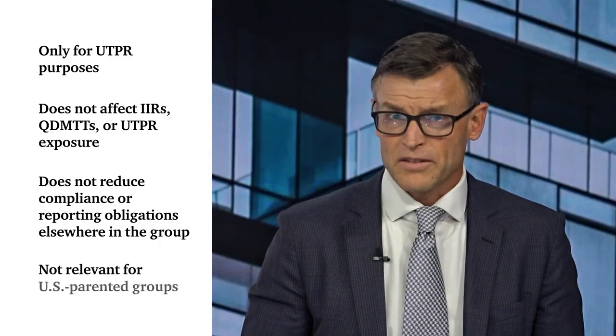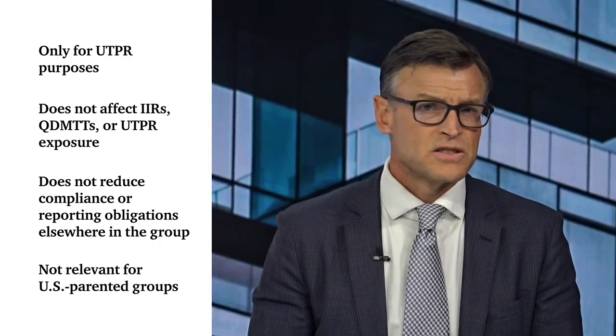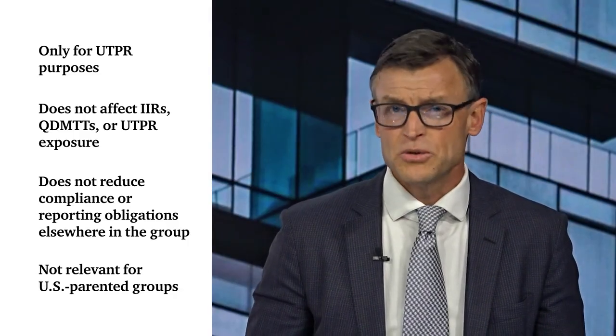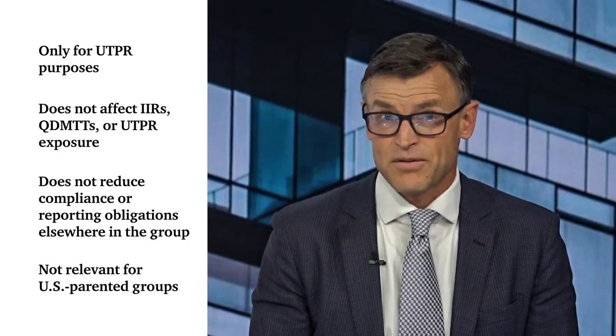It's also not relevant for U.S. parented groups, since U.S. income is already excluded from the UTPR under the side-by-side safe harbor. To qualify, the bar is high. A qualified UPE regime must have a statutory corporate tax rate of at least 20%, a QDMTT or an alternative minimum tax based on financial accounting income at a 15% rate, no material risk of domestic effective tax rates falling below 15%, and the regime must have been enacted and effective by January 1st of 2026.